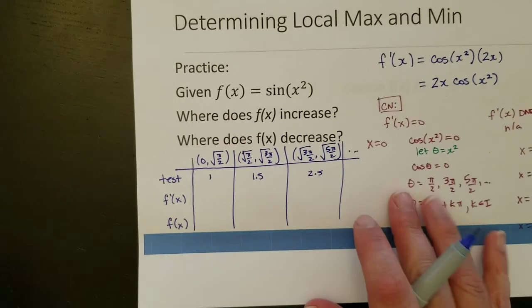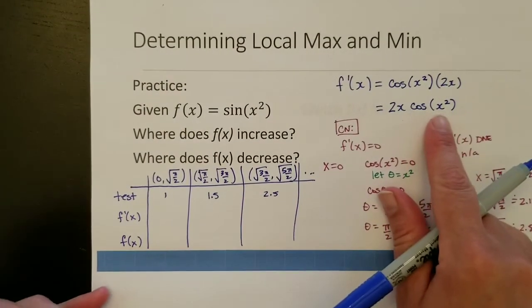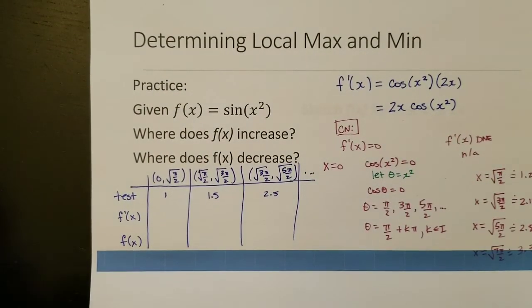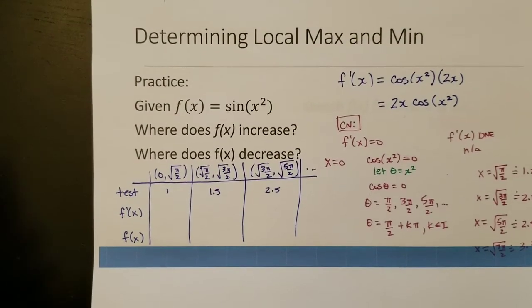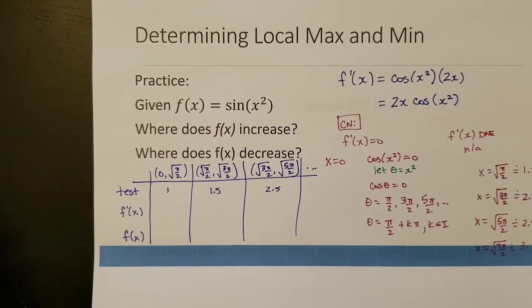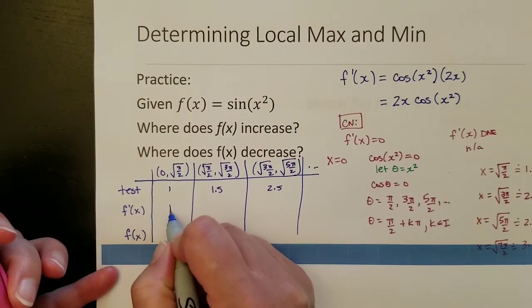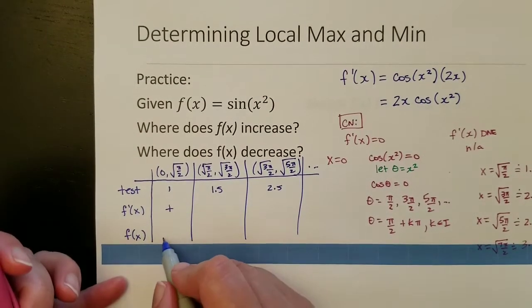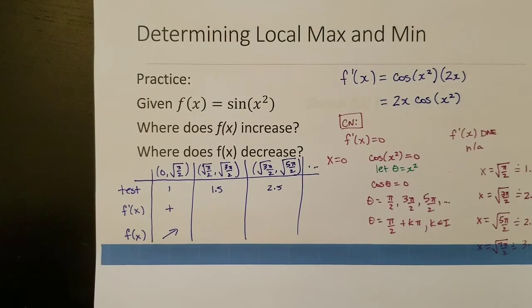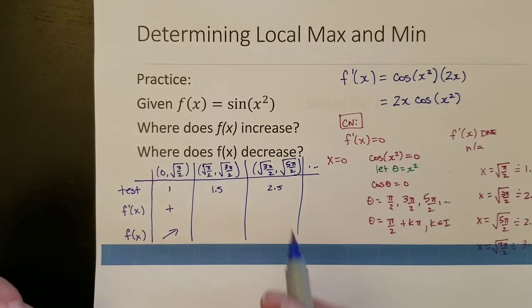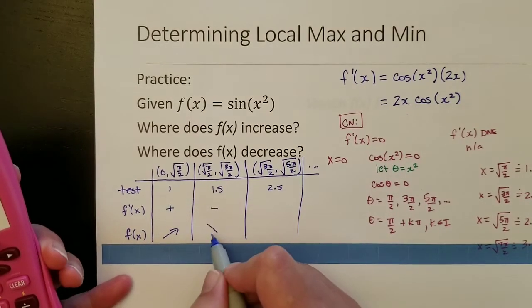So you can substitute in these values into the derivative and just see, is it positive or is it negative? So if I'm substituting in 2 times 1, obviously that's going to be positive. And the cosine of 1 is positive. So this is going to give us a positive value and mean that our function is increasing. If I did cos of 1.5 squared, all of a sudden I get a negative, so our function is decreasing.